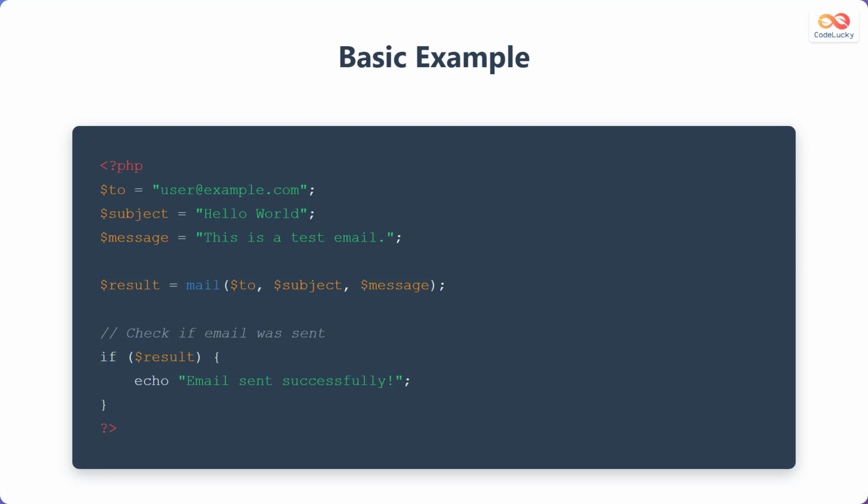Alright, let's look at a basic example. Here we have PHP tags. We start by defining a $to variable and setting it to user@example.com. Then we set the subject to Hello World, and the message to This is a test email. Now let's use the mail function. We store the result in a variable called $result. We then check if the email was sent successfully using a conditional statement. If $result is true, we output Email sent successfully.